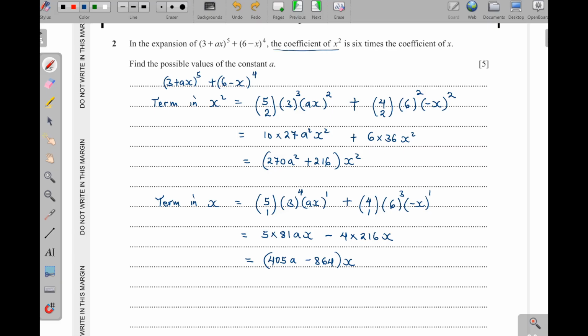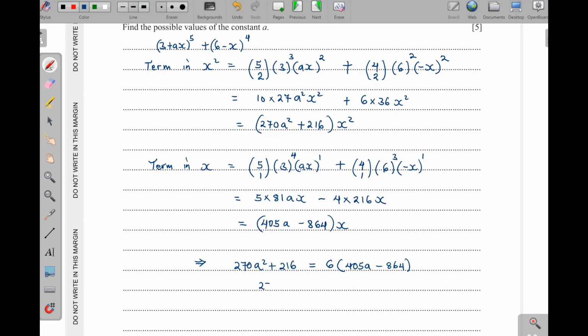So this is the coefficient of x squared, this is the coefficient of x, and they say that the coefficient of x squared is 6 times the coefficient of x. So that means we are going to have 270 a squared plus 216, then is equal to 6 times this 405a minus 864. You see that? The rest is opening the brackets and then we simplify.